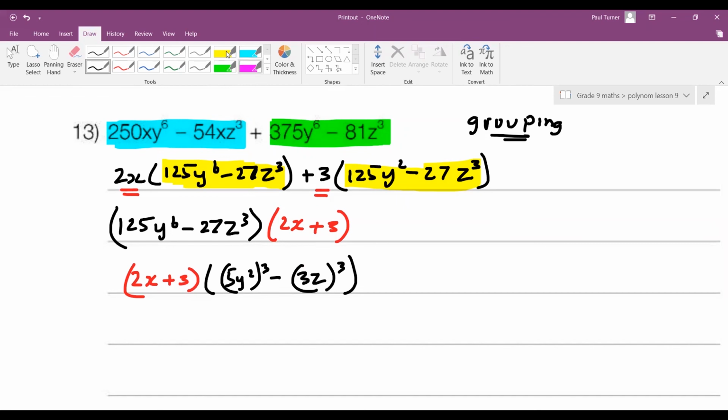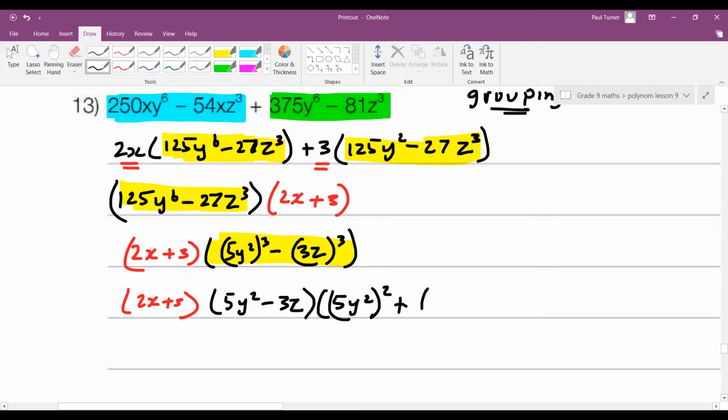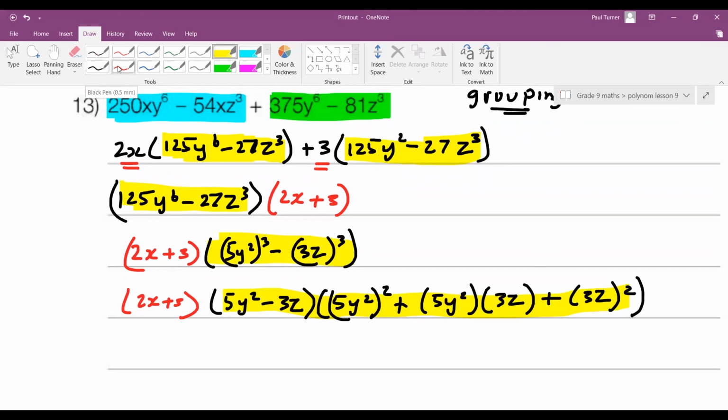So I've just basically changed this one, which is in yellow, to this here. And now we can factorize that as we did earlier. So 2x plus 3. Then, okay, now we'll factorize this. So 5y squared minus 3z, and then 25y^4 plus 15y squared z plus 9z squared. So that yellow has been factorized here, like that. And now we can write the final answer.